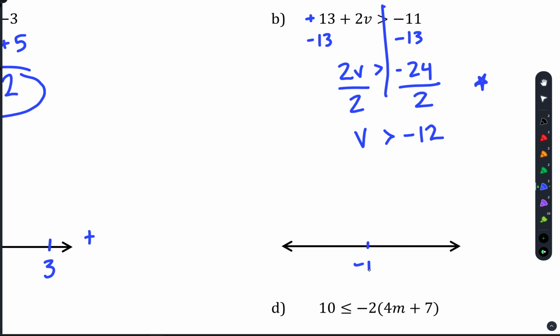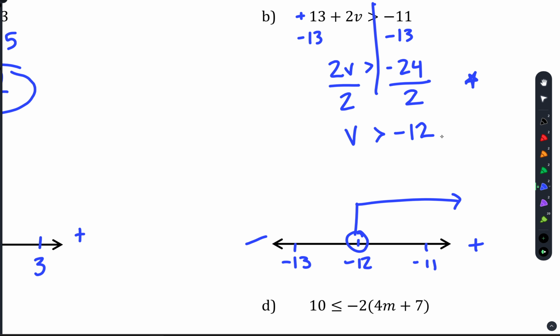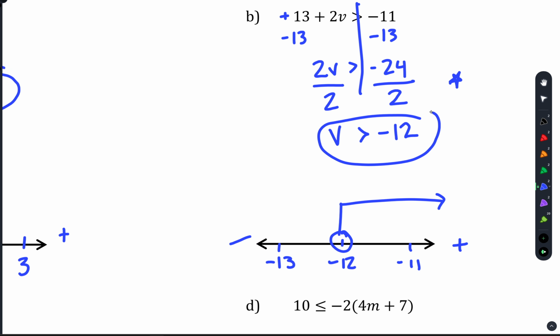All right, I put negative 12 in the middle. One number smaller, one number bigger. Open or closed circle? Pointing to the left or to the right? I want the numbers greater than negative 12. V is greater than negative 12, so that points in the positive direction, right? Positive always to the right. Okay, perfect. Any questions on that?